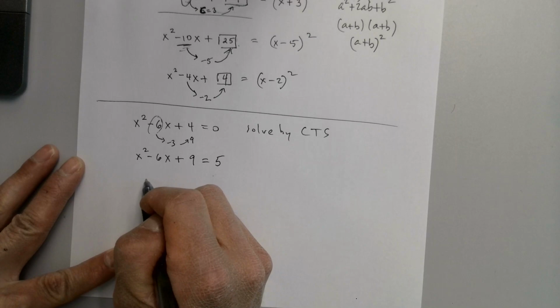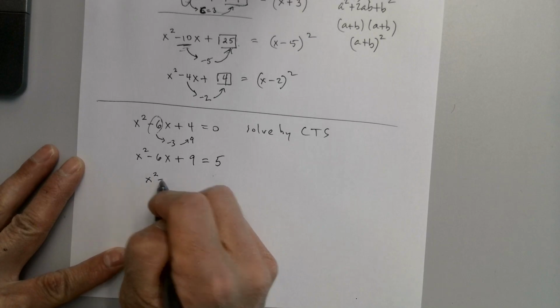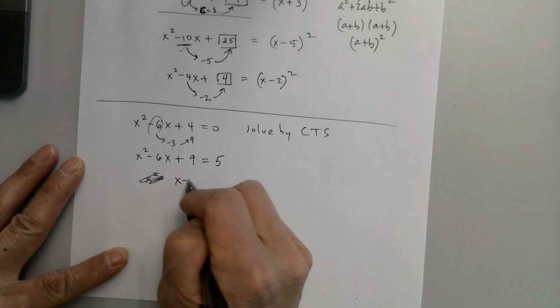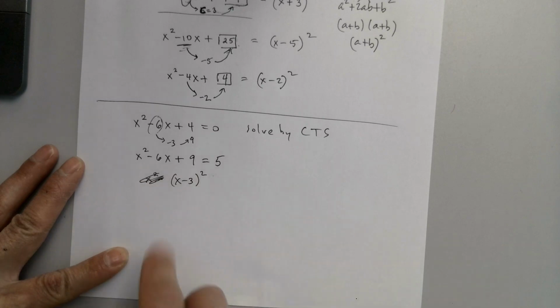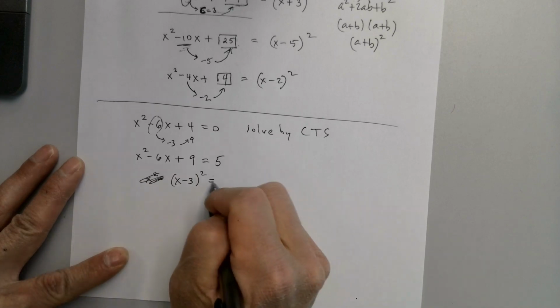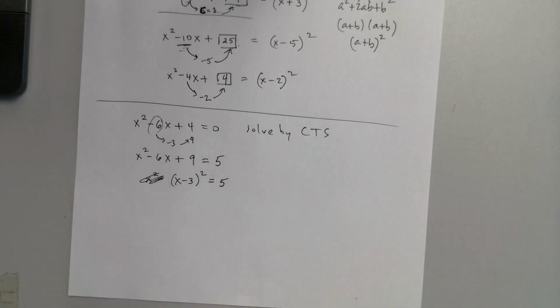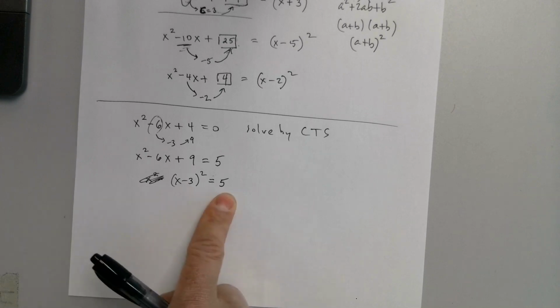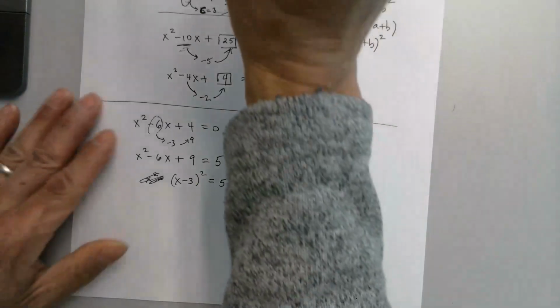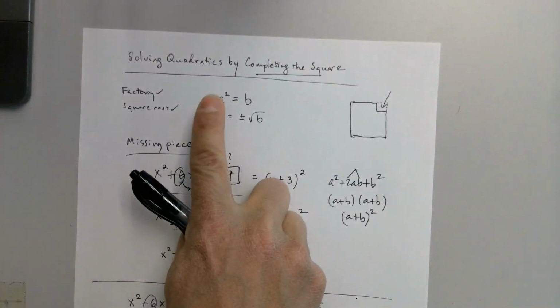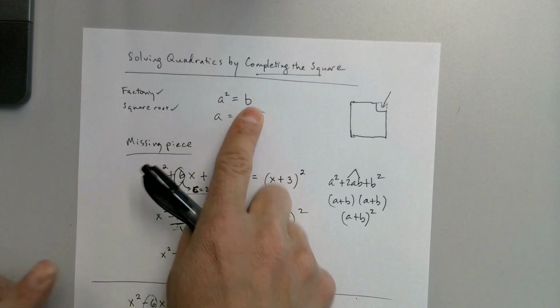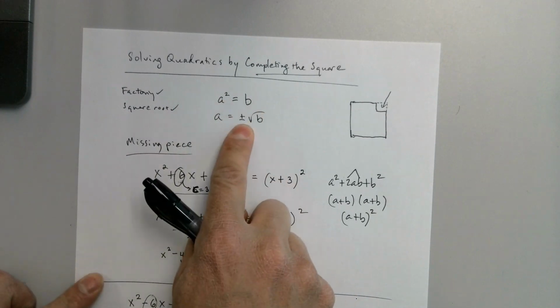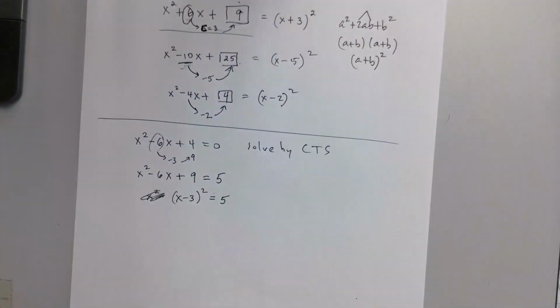Now I factor the left, whoops, x minus 3 squared equals 5. Oh, I just said we weren't factoring. We are factoring. Okay, now we're at the step that I alluded to at the beginning. Remember, when you have something squared equals something, you take the square root of both sides. And don't forget that plus or minus. That's what I have here.